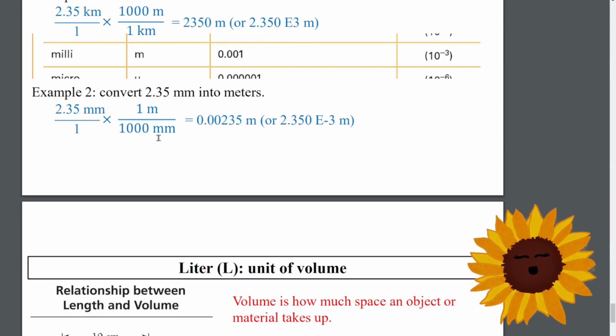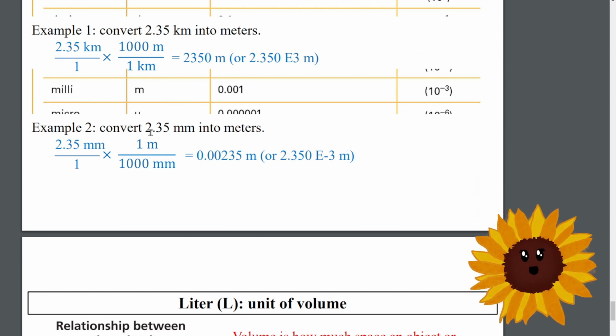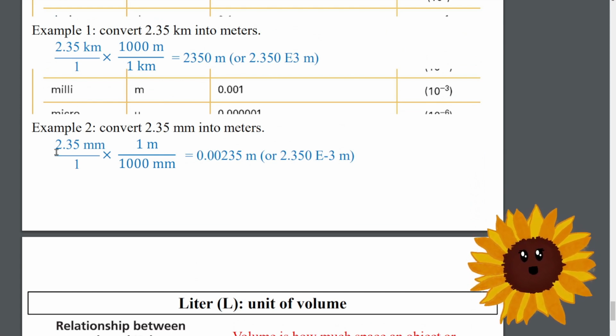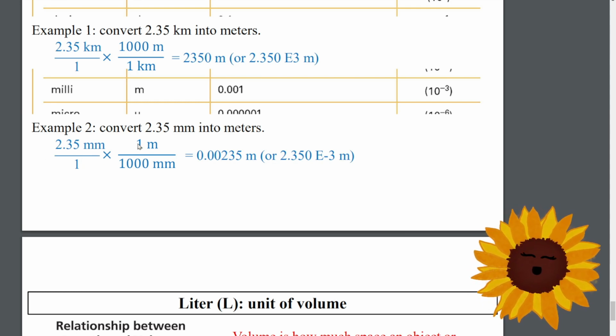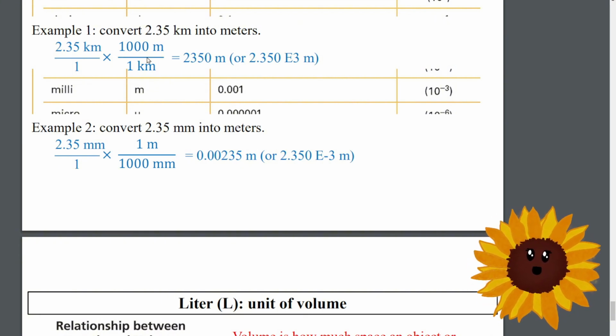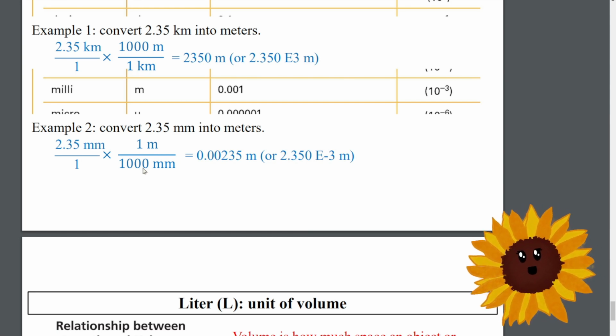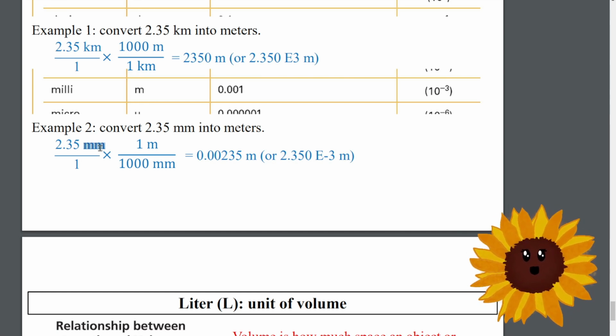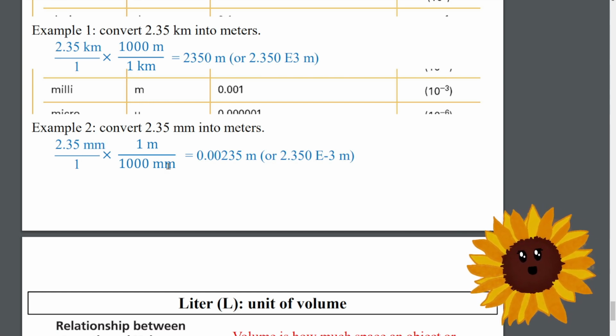All right, let's do it again. This time we're taking something small and converting it into something bigger. So we have 2.35 millimeters over 1 times 1 meter over 1,000 millimeters. So there's a big difference here. Now you have to think, how would I know to put something on the bottom? Well, we're always trying to cancel out the unit. So if you have millimeters here, then you have to have millimeters on the bottom.